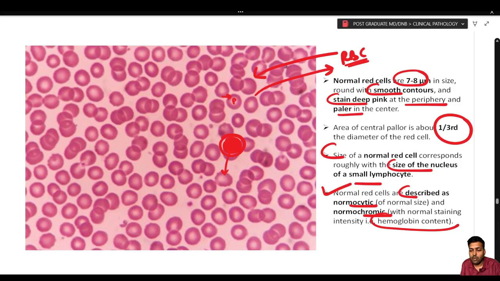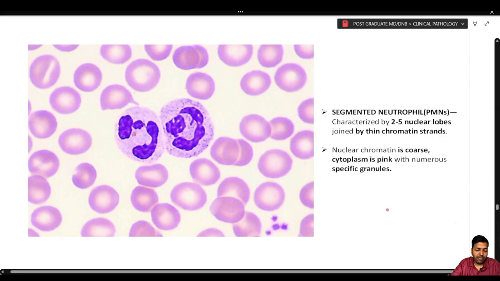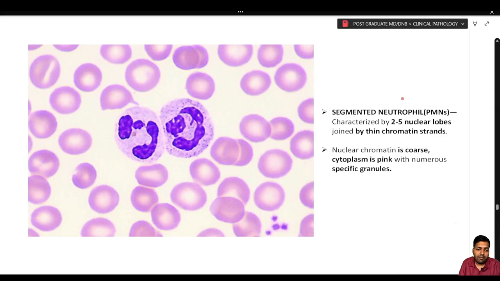Now the segmented neutrophils. So how do you identify the segmented neutrophils over here? As you can see, the polymorphonuclear neutrophils are characterized by the presence of 2 to 5 lobes. So over here, 1, 2, 3 lobes are there. Over here, 1, 2, 3 lobes again. Okay. And these are joined by very thin chromatin strands, you can see over here.